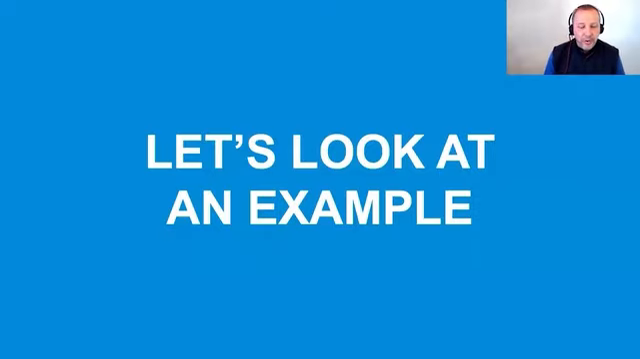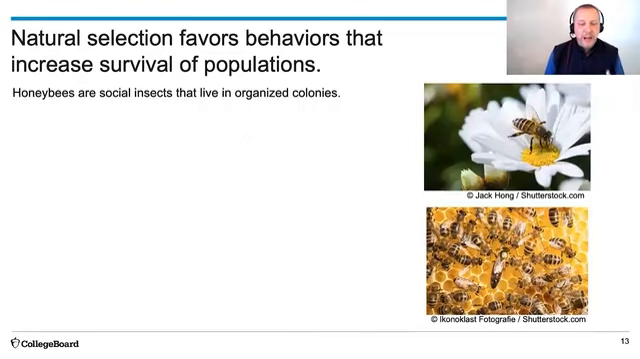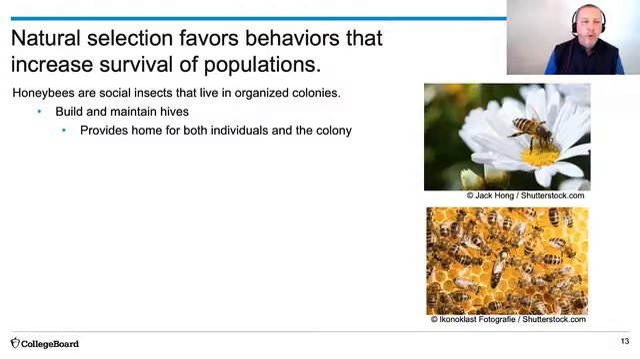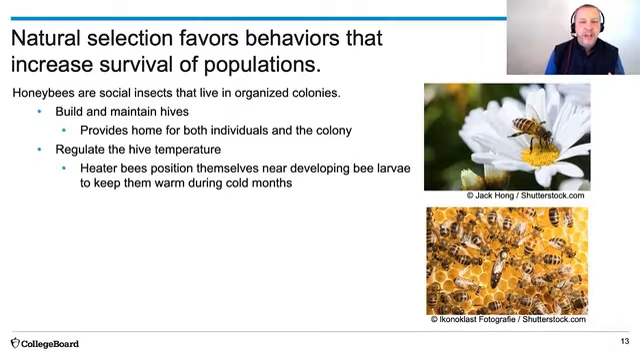Let's look at another example. This is an example to illustrate the concept of how natural selection favors behaviors that increase survival of populations. Honeybees are social insects that live in organized colonies. They build and maintain hives. This provides homes for both individuals and the colony. They regulate the hive temperature. Heater bees position themselves near developing bee larvae to keep them warm during cold months. They reproduce and raise their young.